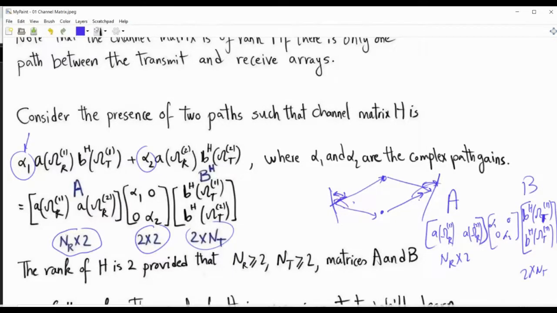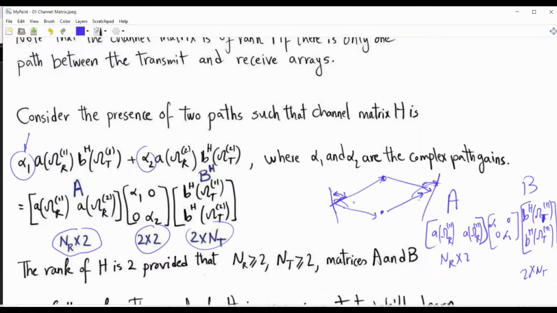Okay, so again, NR can be huge, NT can be huge, but if the channel matrix is the product of these three matrices, then the rank is determined by the smallest size, which is 2, and it can actually be less than this smallest size. So here the rank is 1 or 2. And I will talk about this.